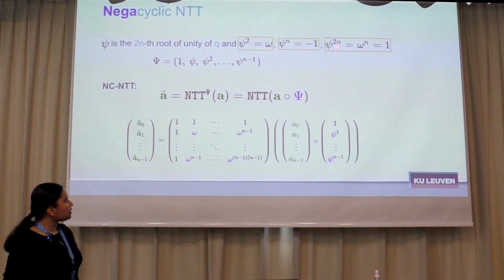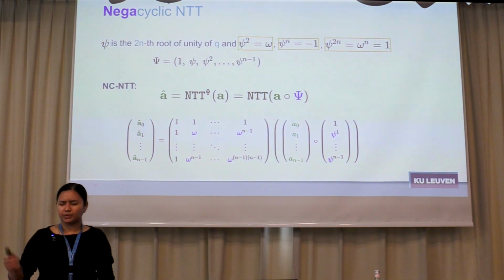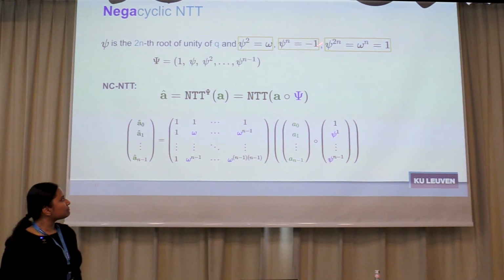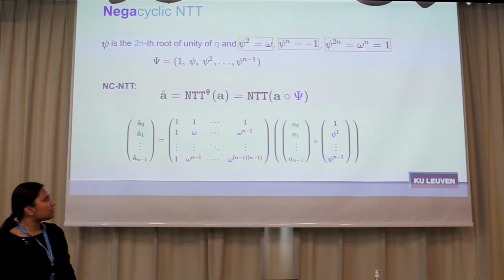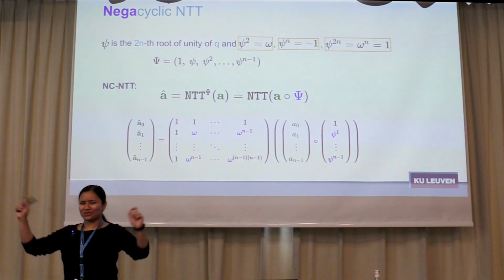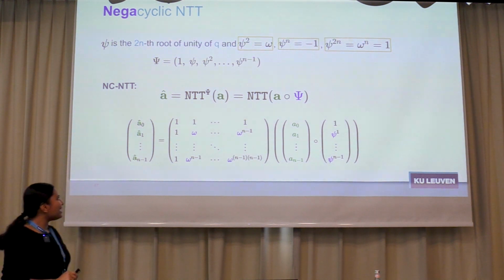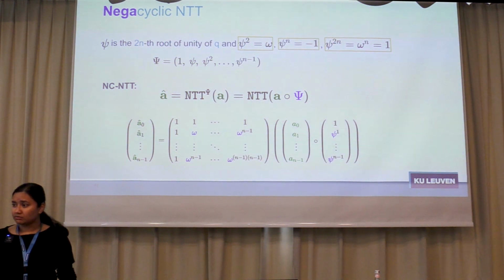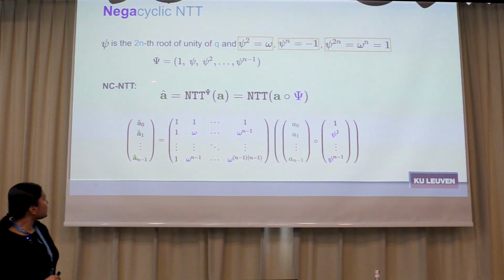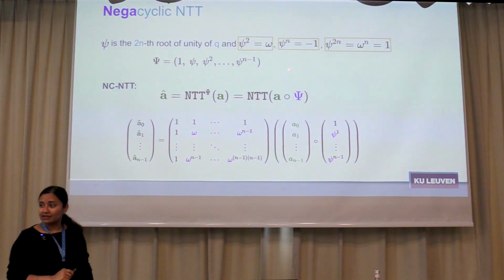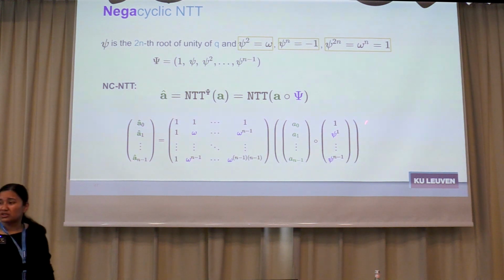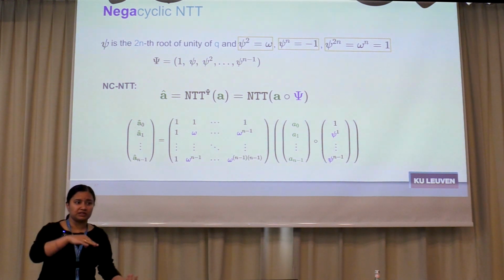Oh no, sorry. Psi to the power 2n is omega to the power n, which is 1. And now, if we get this big Psi, that is actually a vector of powers of psi, that is 1, psi, up to psi to the n minus 1. This thing we do require so that we can get back to the exact field, okay?